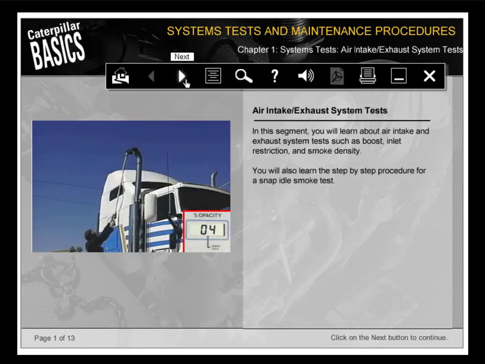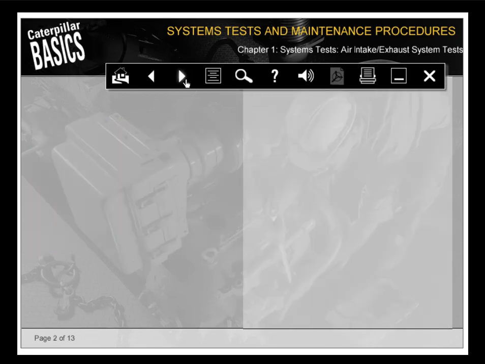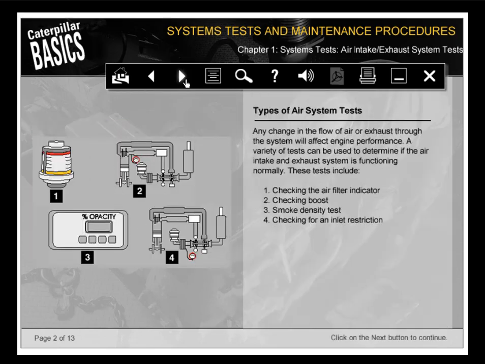In this segment, you will learn about air intake and exhaust system tests, such as boost, inlet restriction, and smoke density. You'll also learn the step-by-step procedure for a snap-idle smoke test. Any change in the flow of air or exhaust through the system will affect engine performance. A variety of tests can be used to determine if the air intake and exhaust system is functioning normally. These tests include checking the air filter indicator, checking boost, smoke density test, and checking for an inlet restriction.